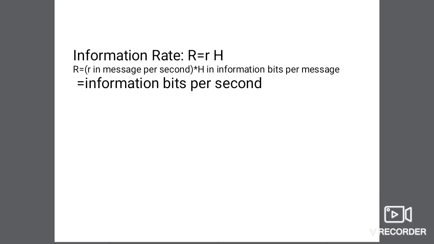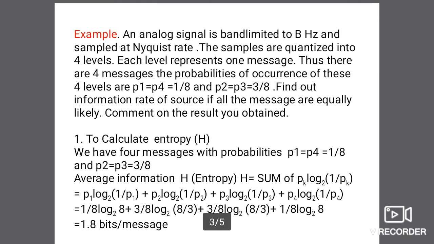So we can calculate capital R is equal to r in messages per second and H in information bits per message. Multiplying message by message, the information rate is equal to information bits per second, meaning how much information is transmitted per second. We use a small example for understanding the concept of information rate.